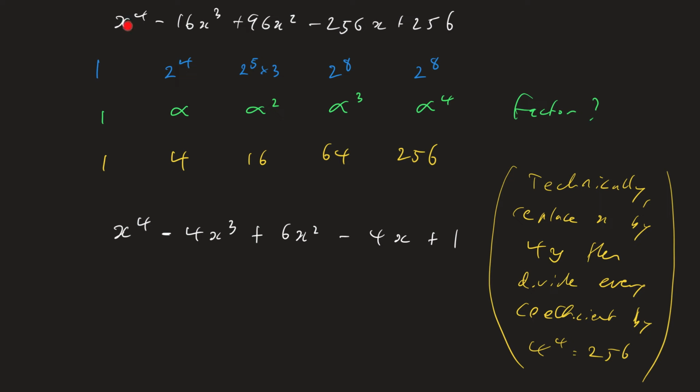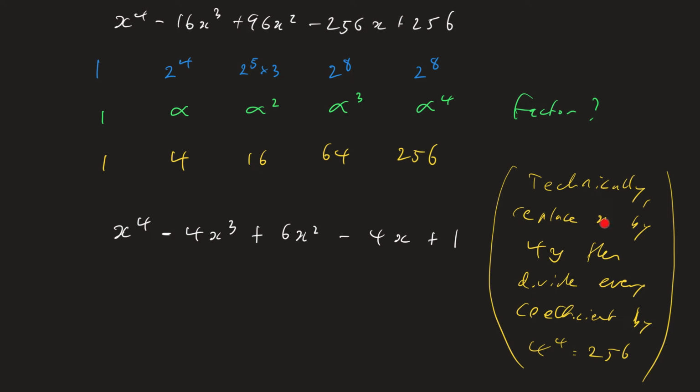So x to the 4th divided by 1 gives me x to the 4th. Negative 16x cubed divided by 4 gives me negative 4x cubed. 96x squared divided by 16 gives me 6x squared. Negative 256x divided by 64 gives me negative 4x. And 256 divided by 256 gives me 1. So any roots of this polynomial will be 1/4 the roots of this polynomial here, because I've essentially divided every single root by 4 by doing this trick here.